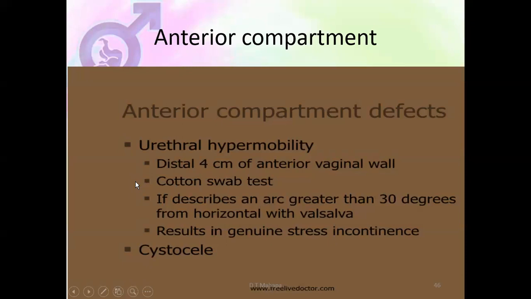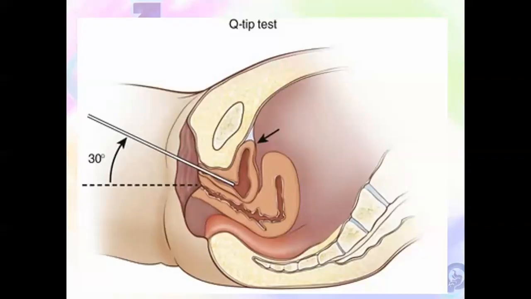To test whether you've got urethral hypermobility, there's a very cumbersome test that we used to do. It's called the Q-tip test, where they put a cotton wool stick inside the urethra of an awake patient and ask her to strain. If it makes an arc of more than 30 degrees, we know that she has urethral hypermobility or she has a cystocele. We don't do that now. You can do it by just looking.